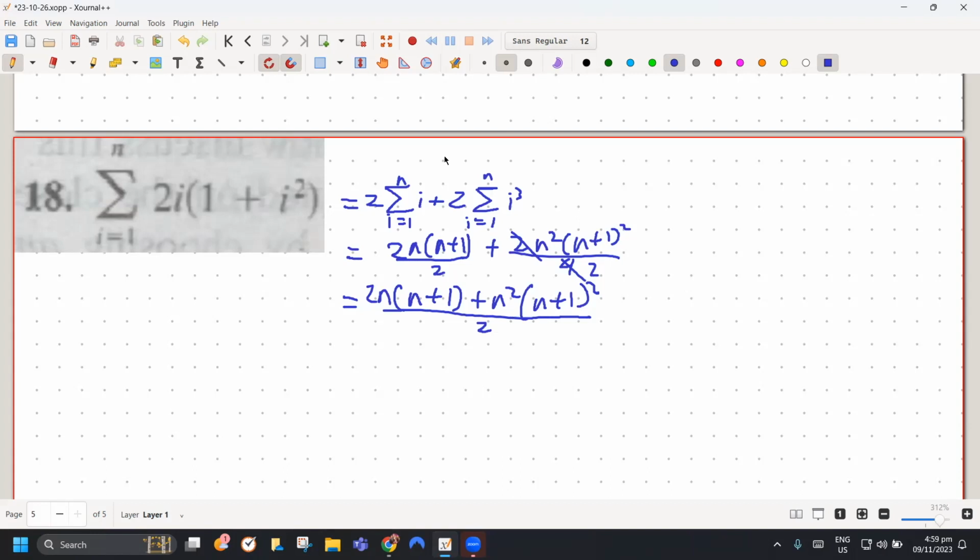Mag-factor ka na. May common factors naman sila, di ba? That's itself. So, 2 and, tama. So, 2 and plus 1. N plus 1, open pa bracket. No. Hindi common factor yung 2 sa numerator. Ang common factor lang ay yung N.